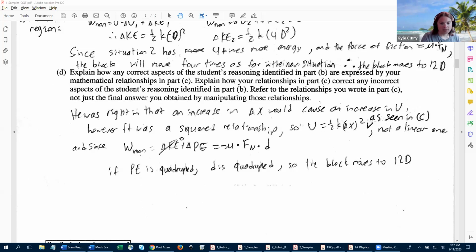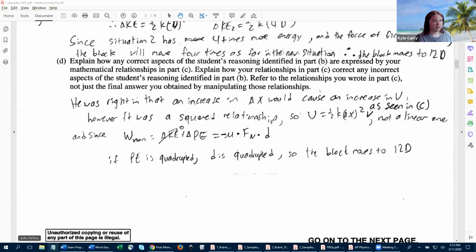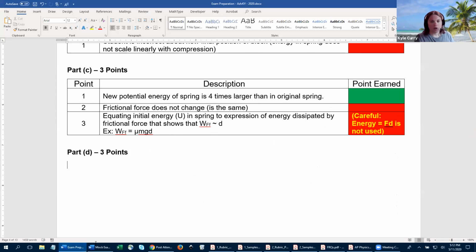And since work non-conservative equals the change in potential energy, so that's going to be the spring potential energy, equals negative mu times Fn times d, there we're relating that equation where we're using conservation of energy to actually show that that energy is dissipated. So if PE is quadrupled, D is quadrupled, so the block moves to a distance of 12D. So that's a correct response. All right. So that got all 3 points.